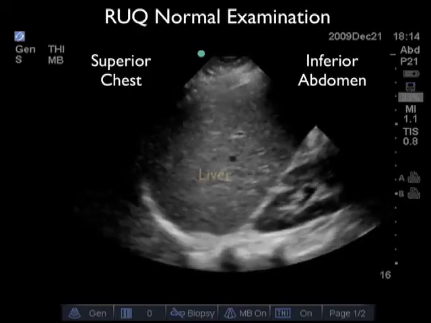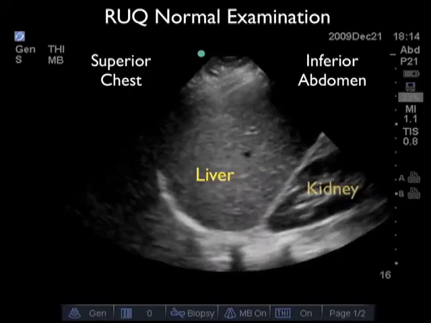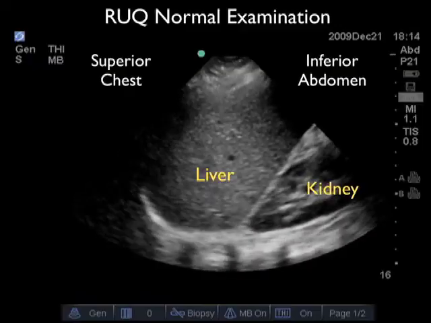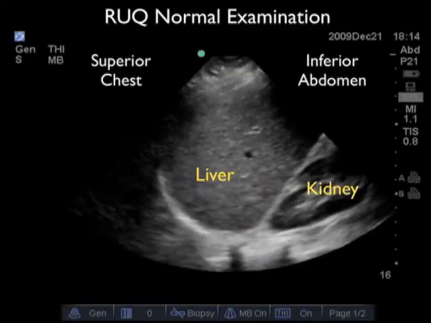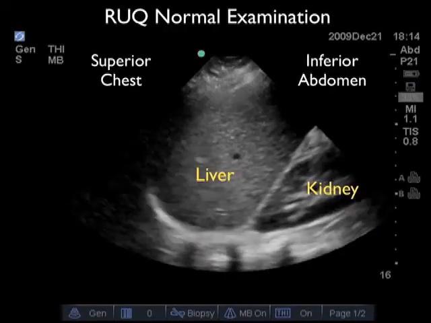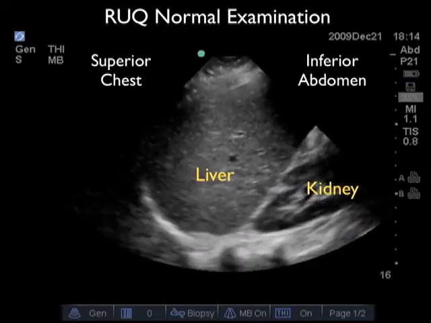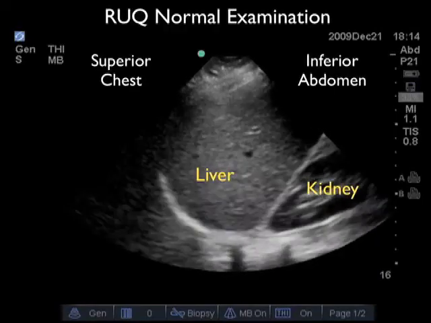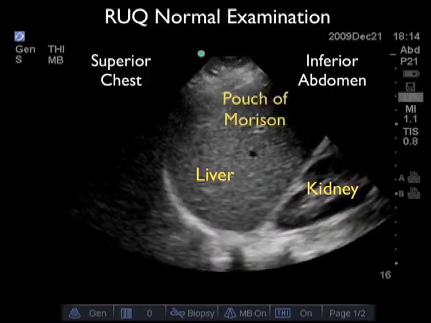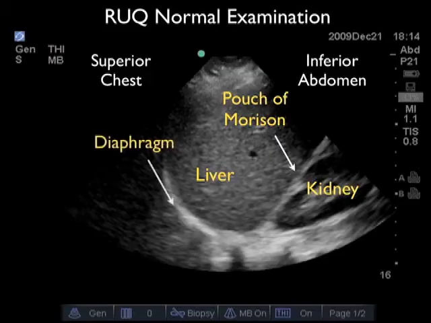Let's take a look at another normal right upper quadrant examination. Again, the probe marker is towards the patient's head, so superior chest cavity towards the left, inferior abdominal cavity towards the right. We see the liver in the middle of the image, and notice the diaphragm above the liver moving up and down as the patient breathes. We see the kidney inferior to the liver, and notice the potential space in between the liver and the kidney that makes up the hepatorenal fossa or pouch of Morrison. Notice in this video clip, all we see is a white line representing the fat within the capsule around the kidney, or Gerota's capsule. If there was fluid, we would see a dark or anechoic fluid collection in this potential space.